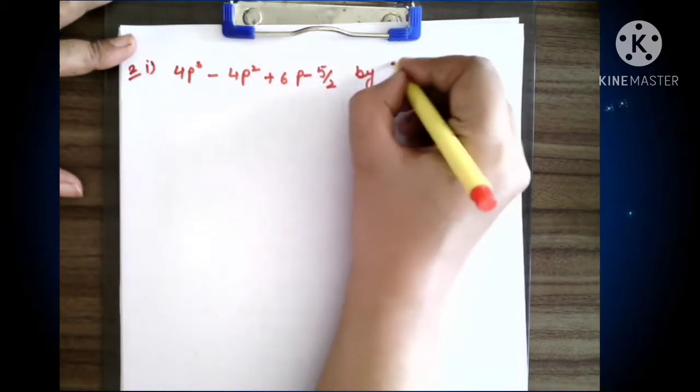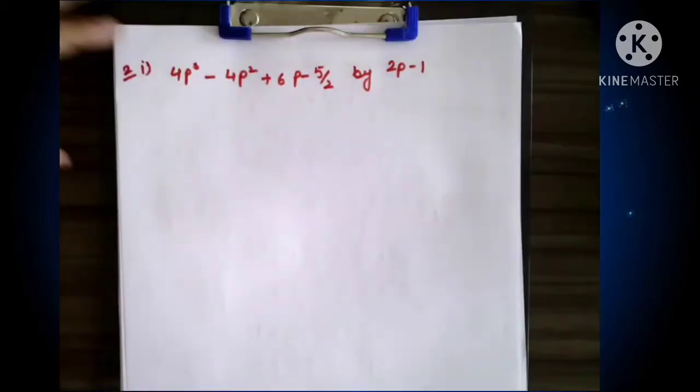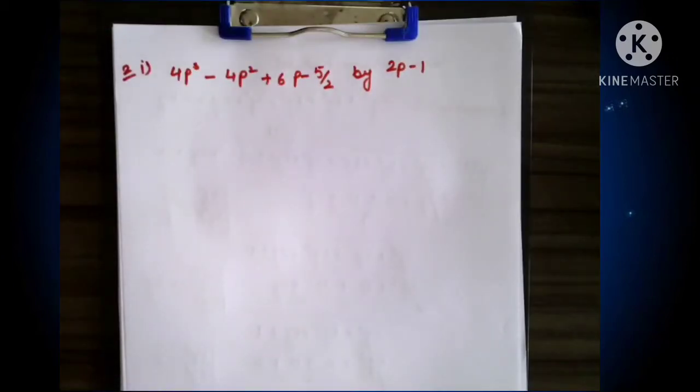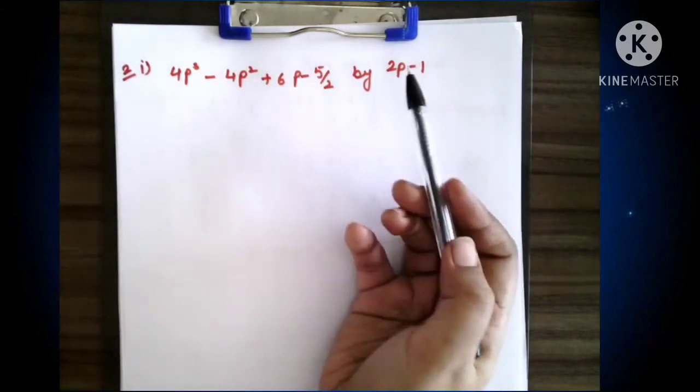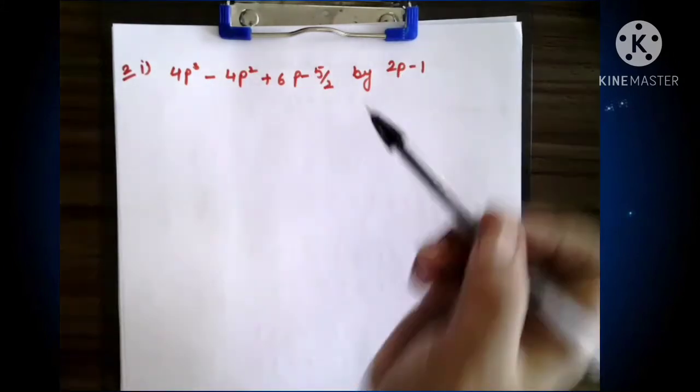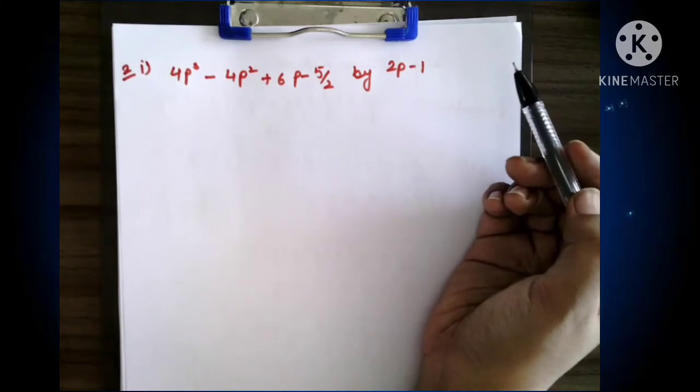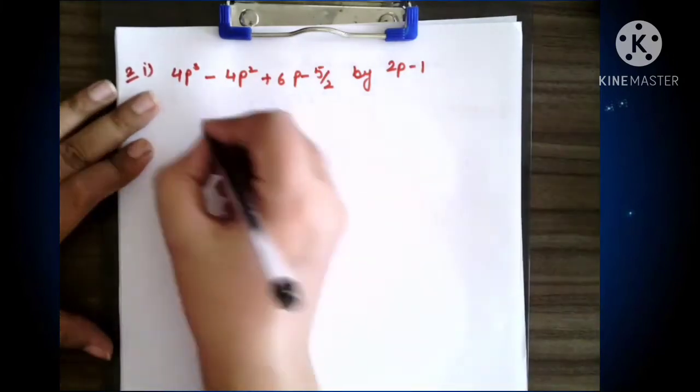by 2p minus 1. Okay, I told you the first step. Very first, you have to check whether it is in the standard form or not. Powers 3, 2, 1 and 0. That means it is in the standard form, same as this standard form. Now let's start the division.